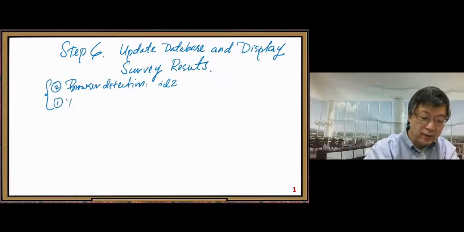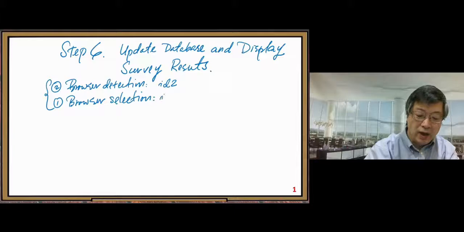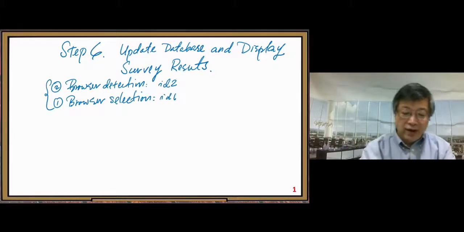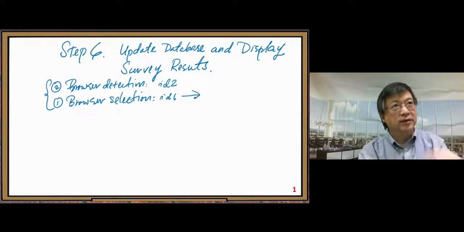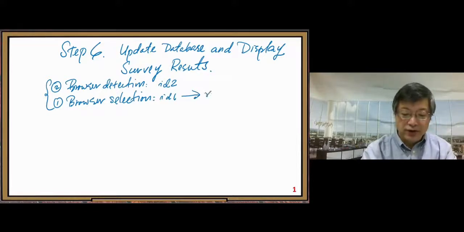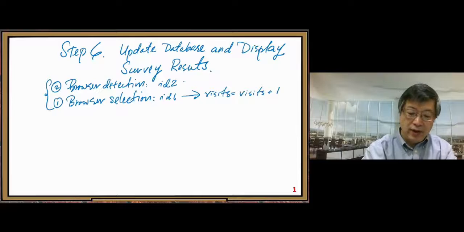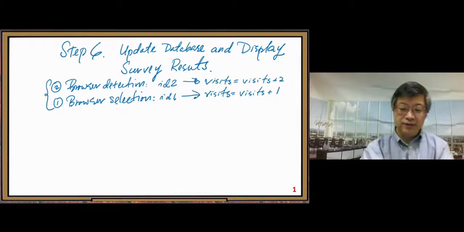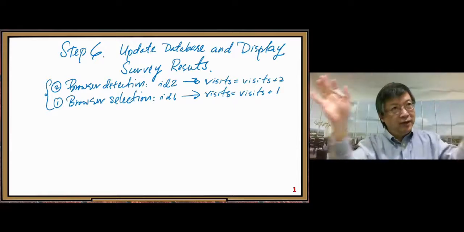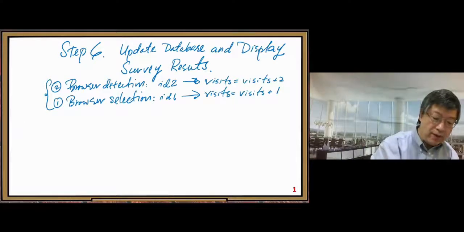Then 1, browser selection. How about that? Select from the radio button, ID1. For this one, we do incremental: visits equals visits plus 1. Here we do update visits equals visits plus 2. So that's the data update part.